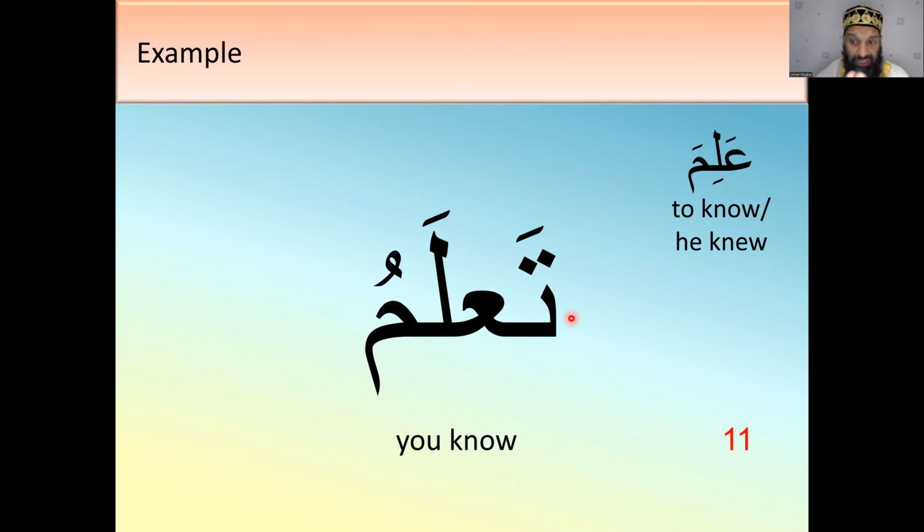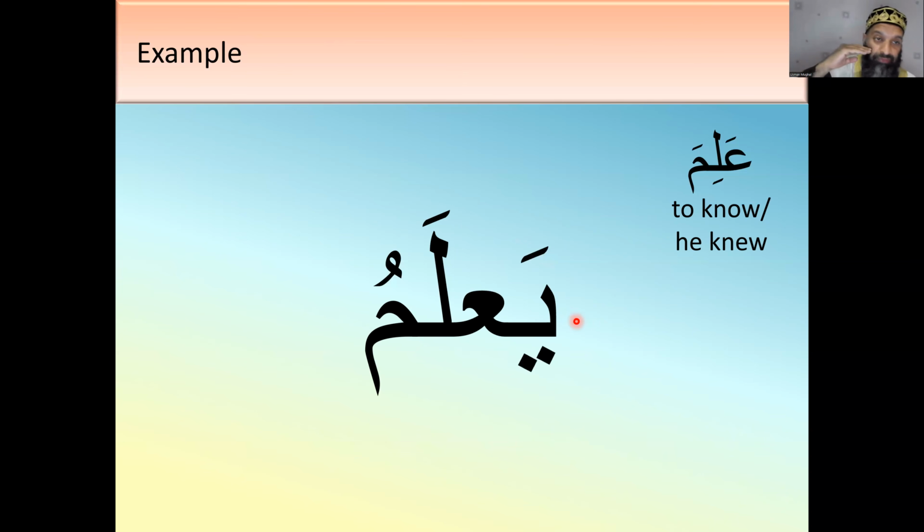Okay, that particular word appears 11 times, okay? So ta'lamu means you know. What does ya'lamu mean? Ta'lamu is you know. Ya'lamu, not we know. He knows. Yeah, he knows. Excellent.